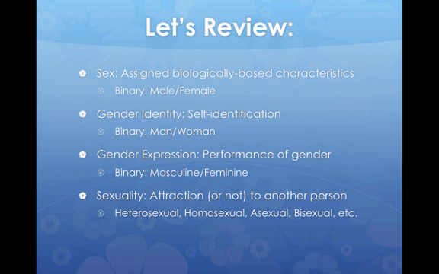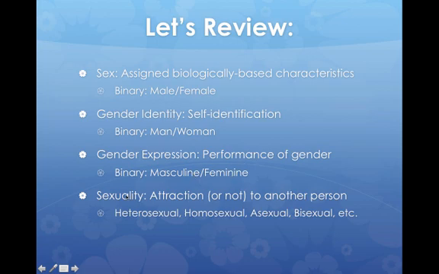So to review, the terms that we can use, these binary terms, the either or, if we had to use only two boxes, which hopefully you learned in that past slide that there are way more than two available boxes. But if we had to use two boxes, these would be the two categories most associated with the different terms that we just described. So sex is assigned biologically based characteristics, and the terms that we would use are male and female. Gender identity is your self-identification, and that would be man and woman. Gender expression is all about your performance of gender, where the binary here is masculine and feminine.